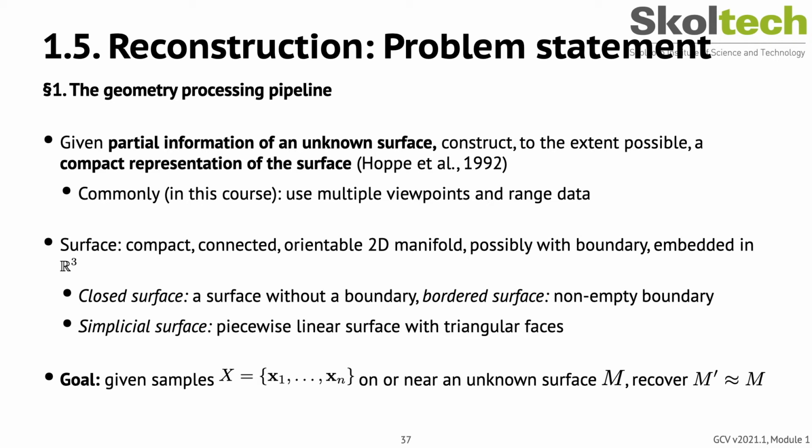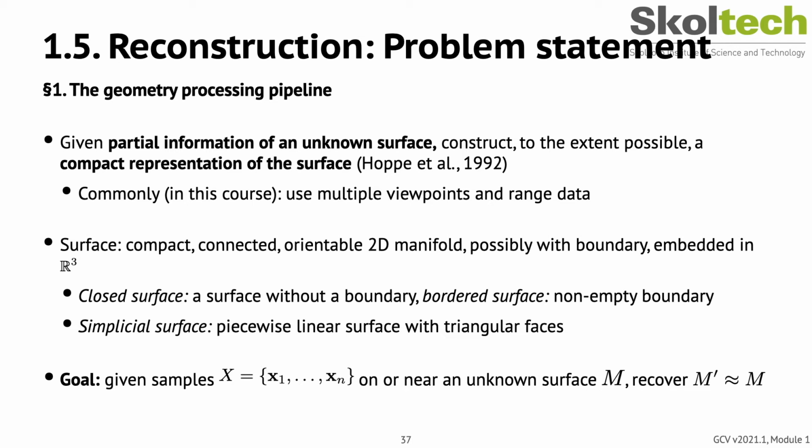Let us proceed to defining what the surface actually is. So, the surface is a compact, connected, orientable 2D manifold, possibly with boundary, embedded in 3D. Typically, it is convenient to distinguish between a closed surface, which is a surface without any boundary, and a bordered surface, which has a non-empty boundary. We will additionally look at simplicial surfaces, which have a piecewise linear structure with triangular faces.